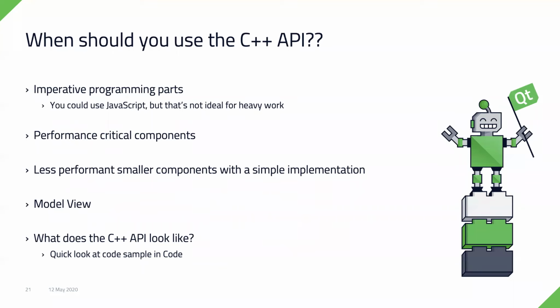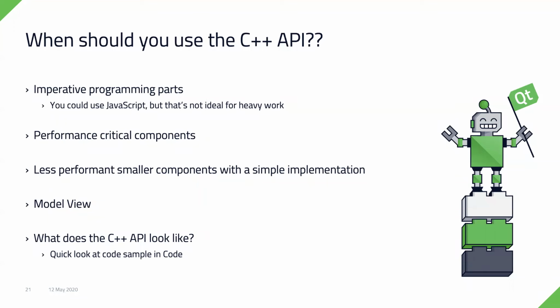So when is the best time to use the C++ API in a Qt Quick application? There'll be times when you need to do imperative programming in any application, for example business logic or sorting lists and so on. You can use JavaScript for these, but JavaScript is not the best language for really heavy lifting. If you need to do something business logic wise, you're a lot better off passing it to a QObject on the C++ side and letting it do the work for you.